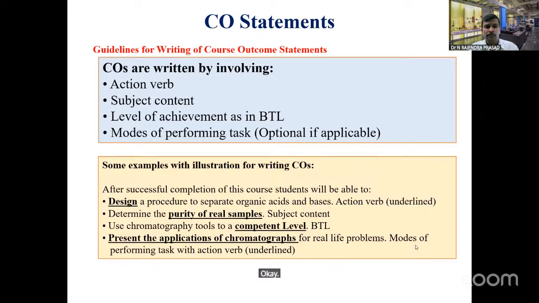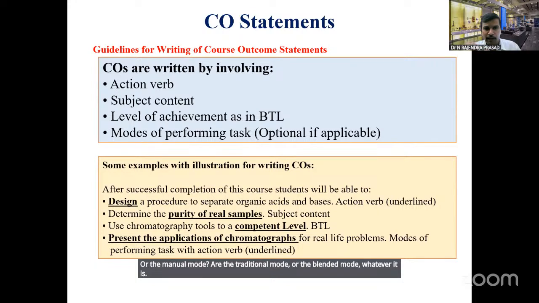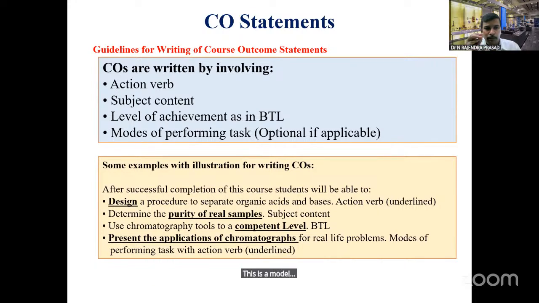Okay, so Bloom's taxonomy level, mode of performing the task. Instrumental mode, you will be using the chromatographic instrument. That is the instrumental mode, or the manual mode, or the traditional mode, or the blended mode, whatever it is. This is a model prescription of COs, designing the COs for any particular course.